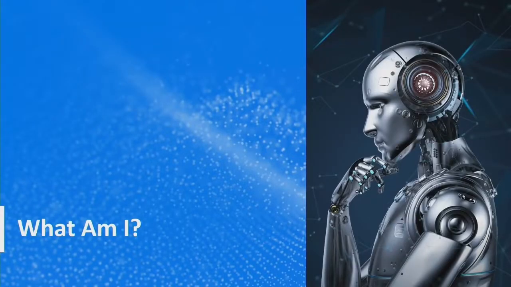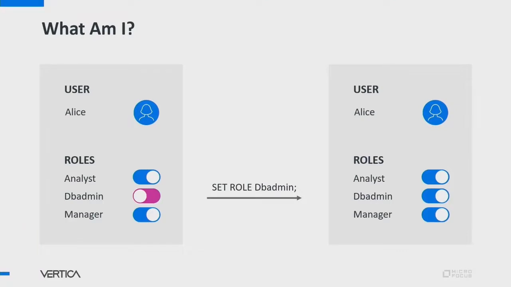The next question we should answer connecting to a database is what I am. Let's see how it's possible in Vertica. What I am is defined by the roles assigned to me. Since roles can be enabled and disabled at will, and multiple roles can be active, they provide a flexible way to only use the privileges you need in the moment. For example, Alice on this slide does not want to use the powerful DB admin privileges all the time.